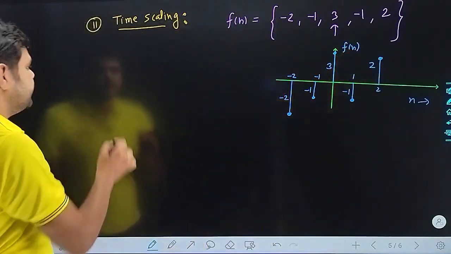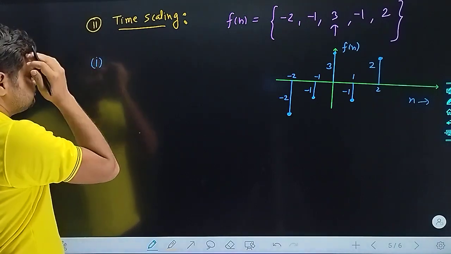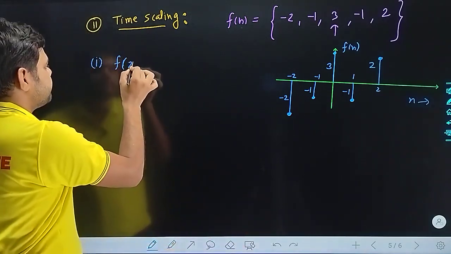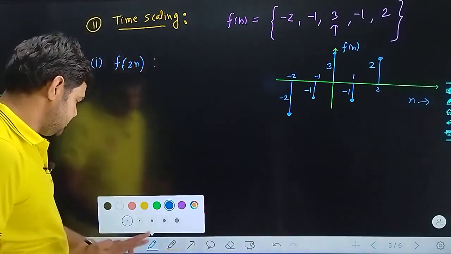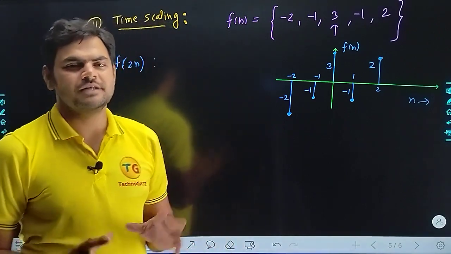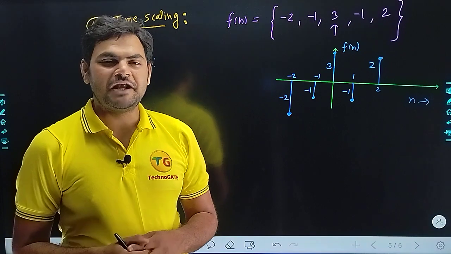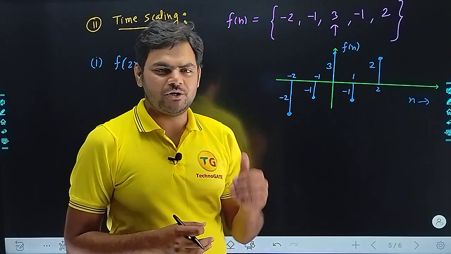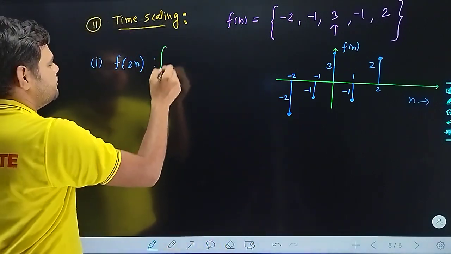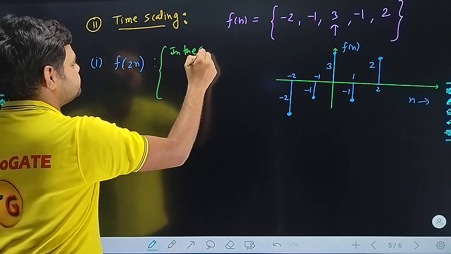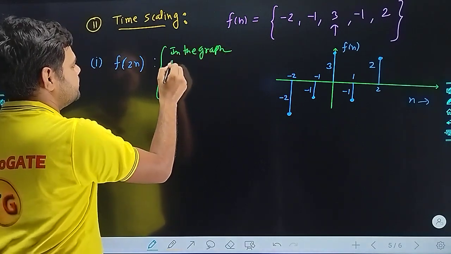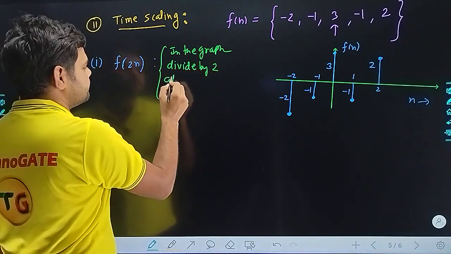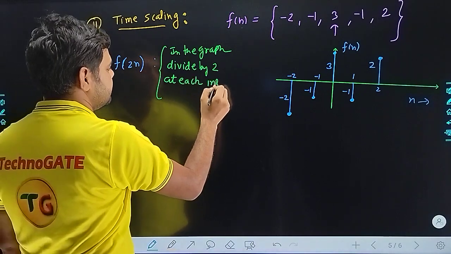Now let us perform the time scaling. The first operation that I am doing here, suppose I am writing f of 2n. Guys, tell me what we should do here in the graph. Just recall what we have done in the continuous time scale. We have simply divided by 2 at each and every instant of time. So what we will do in the graph, divide by 2 at each instant of time.